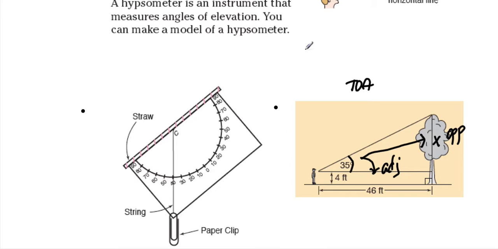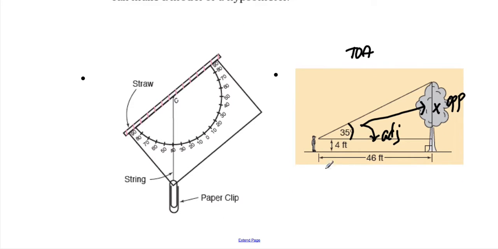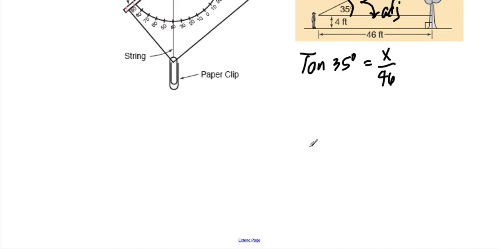Using TOA, that means we use the tangent ratio. Using the tangent ratio, we have tangent 35 degrees is equal to the opposite side over adjacent, which is 46. If we want to solve for x, we simply multiply both sides by 46. So you now have tangent 35 degrees multiplied by 46 will be equal to x.